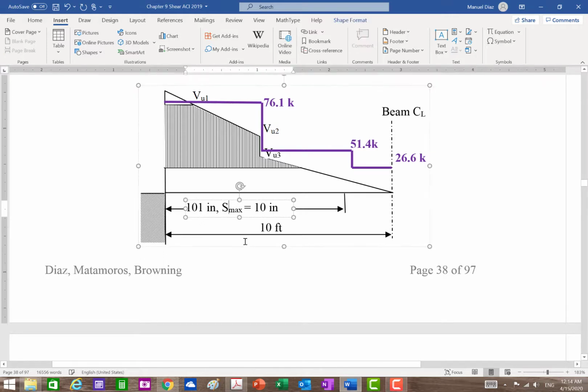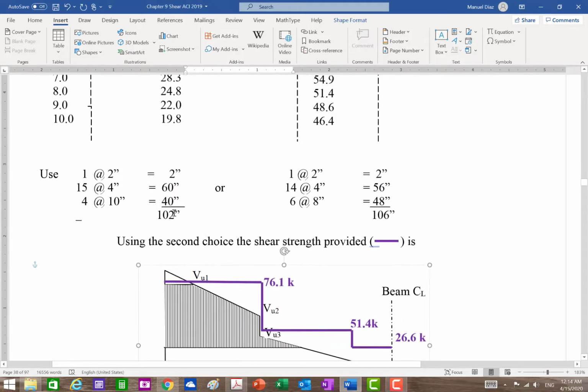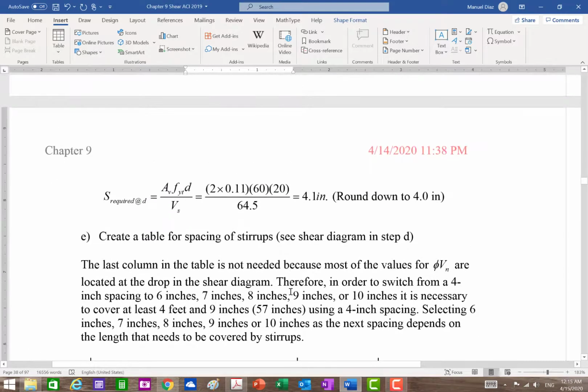Now notice that I'm changing this uppercase S to lowercase s, because that's how the code now has it, all lowercase in there for spacings. All right. So this one satisfies that because I went past the 101. Or I can do 1 at 2, 14 at 4. That gives me 58, right? And 58 is more than 57, so we pass the drop again.